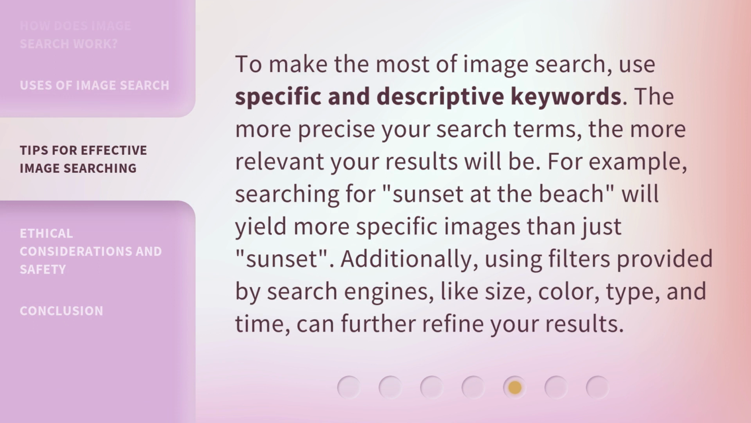To make the most of image search, use specific and descriptive keywords. The more precise your search terms, the more relevant your results will be. For example, searching for sunset at the beach will yield more specific images than just sunset. Additionally, using filters provided by search engines, like size, color, type, and time, can further refine your results.